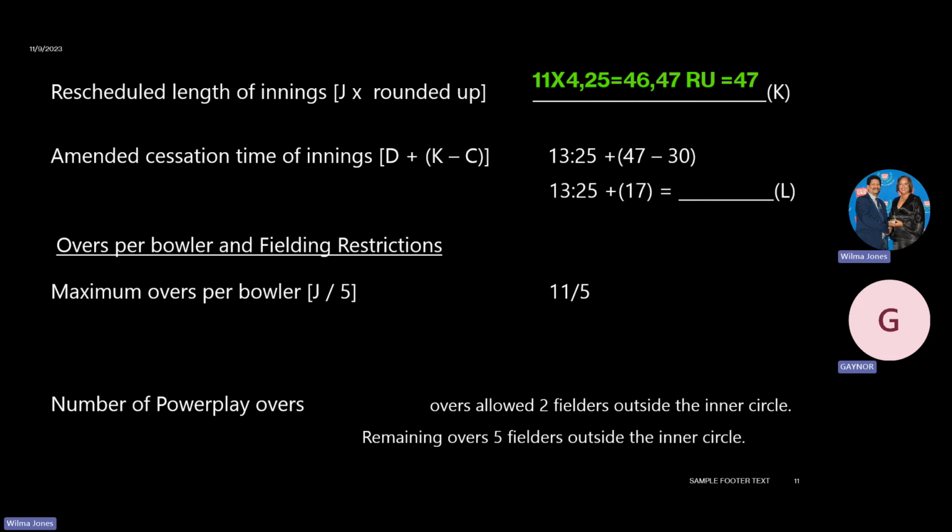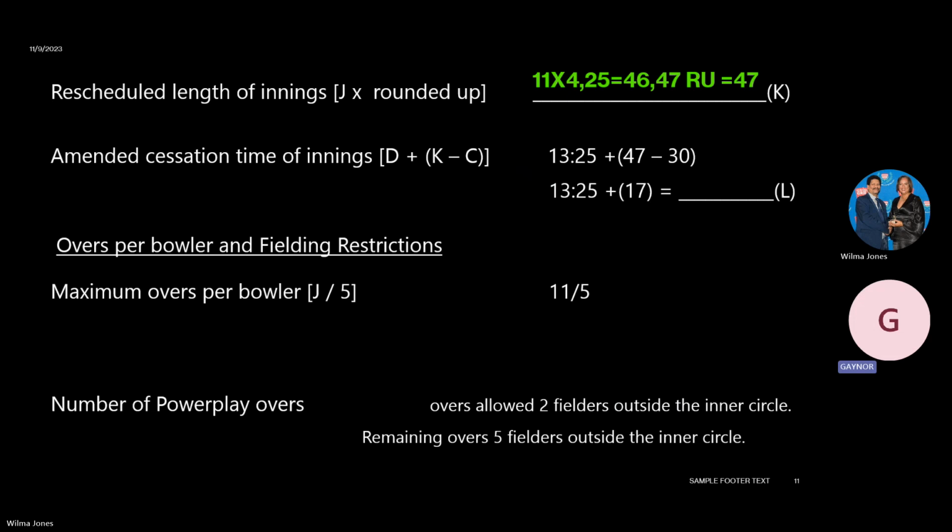Correct. So it's the time for the 11 overs that are left. Yes. And minus the 30 would give me 17 minutes. Correct. So if we take 13:25 plus 17, what is your new cessation time for the second innings?